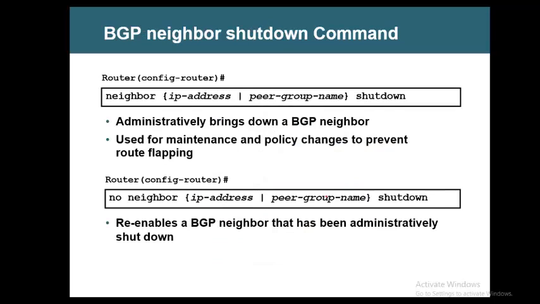If I want to temporarily shut down a neighbor, I need not remove the neighbor. I can simply say neighbor address and shutdown. And then when I want to bring the neighbor back, I need to just cancel this shutdown command by putting no in front of that same configuration which I used for shutting down. So this is the best way. Instead of removing the neighbor completely, we just shut down because we are temporarily shutting down the neighbor.